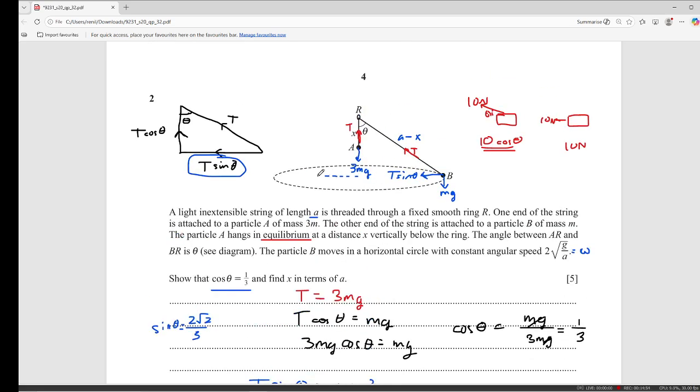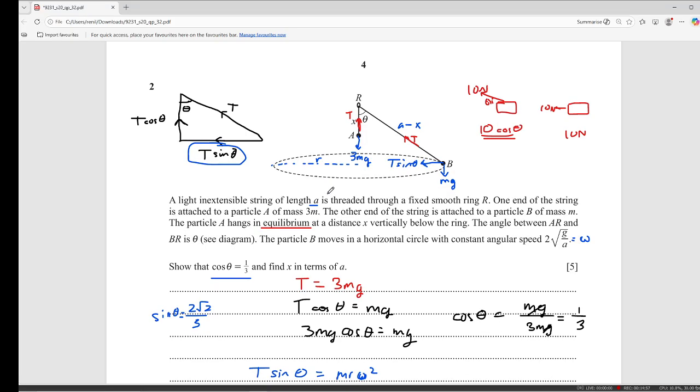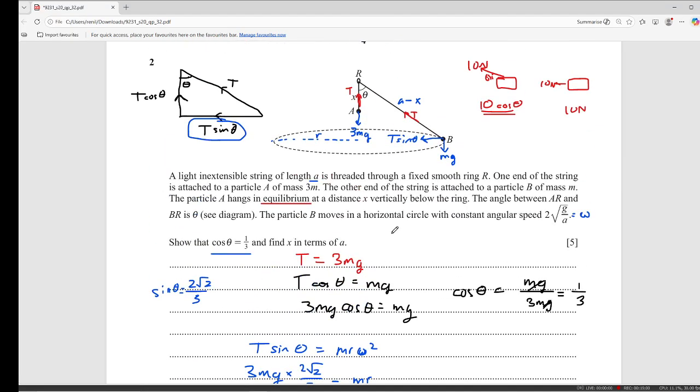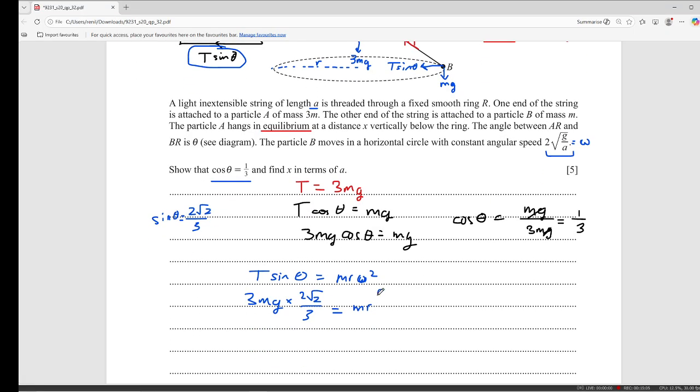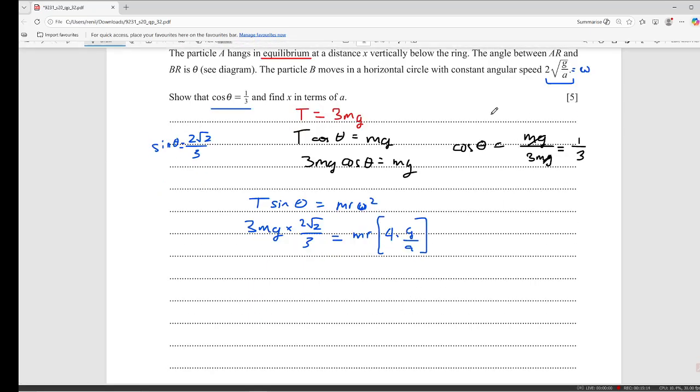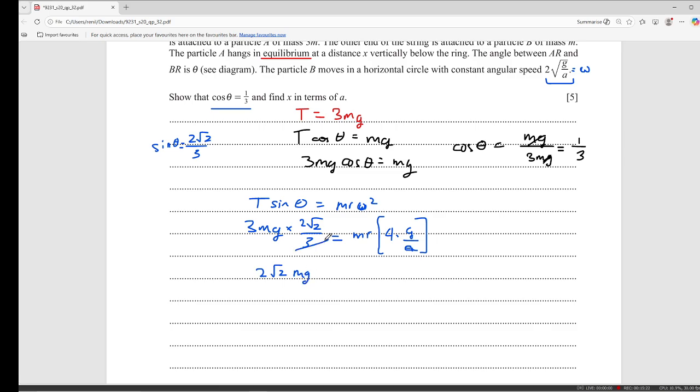The radius right here, let's call that radius r. And we multiply that with omega squared. Now omega squared is, well, this is omega, so squaring that would give me 4 times g by a. Okay, now let's arrange some stuff. 2 root 2 mg, I cancel the 3 out here and here, equals m r 4 g by a. I should have written mgr, but it doesn't change much.